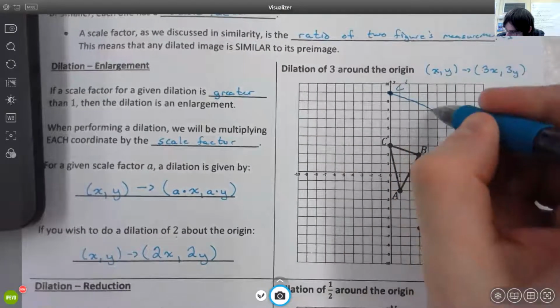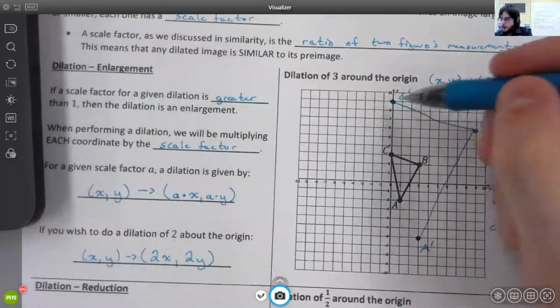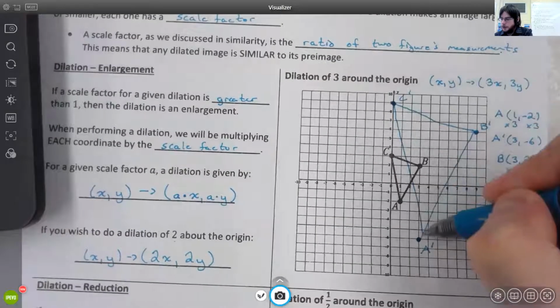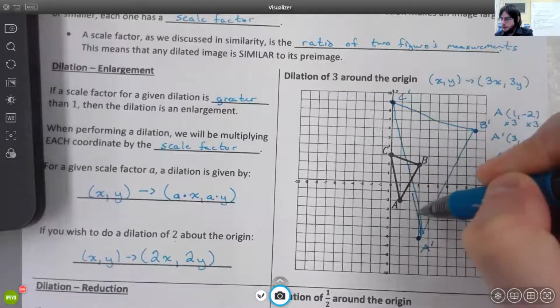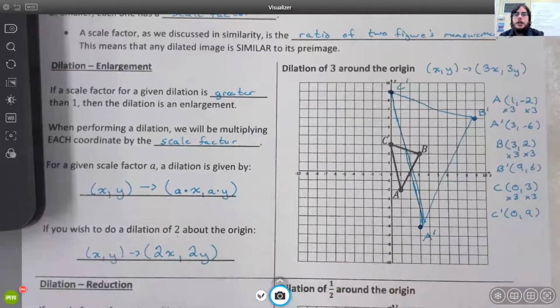And then we just connect our points the best we can. Since I'm not using a straightedge, which I should be, what matters is that the points are correct. All you're doing with the dilation is multiplying both your coordinates by the scale factor.